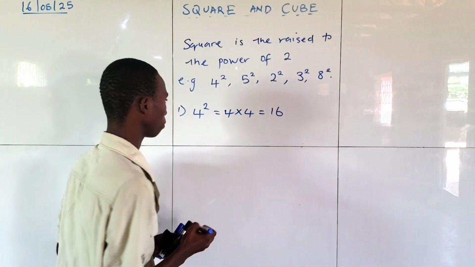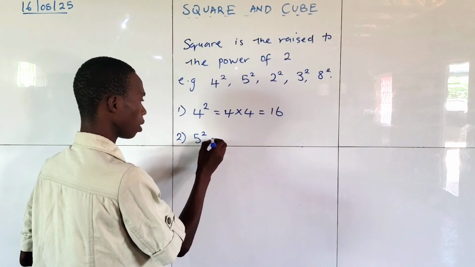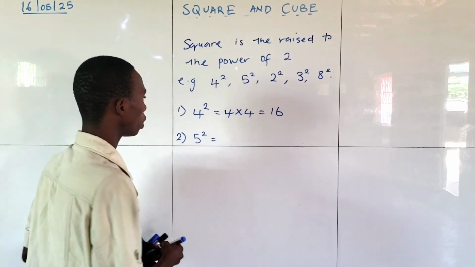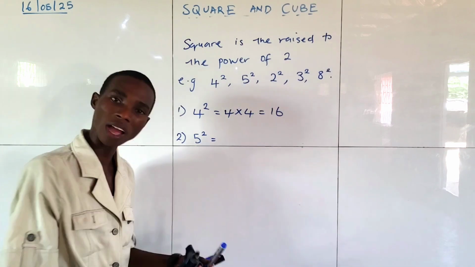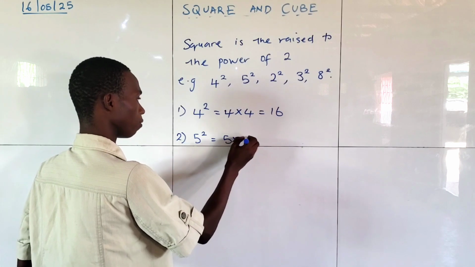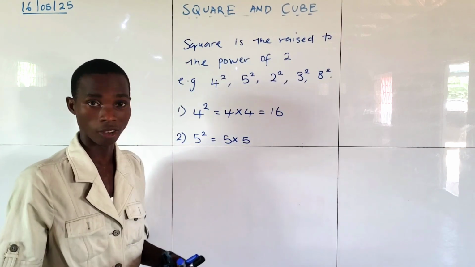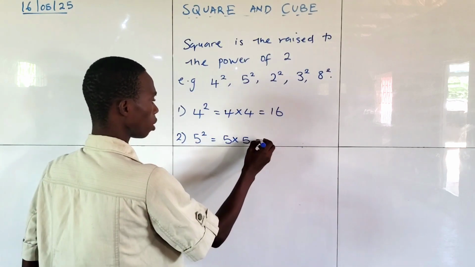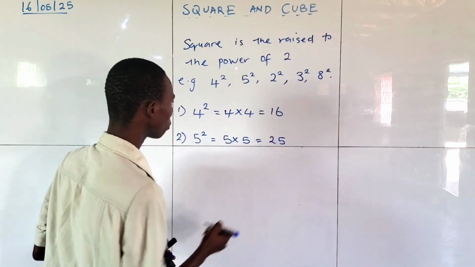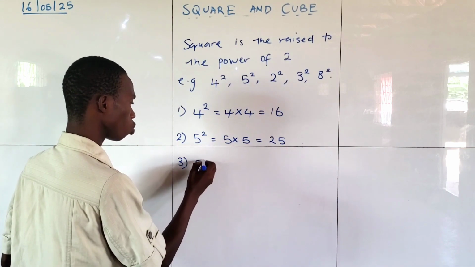16. Now, the second one there is what? 5 squared. Now, 5 squared can also be called what? The 5 raised to the power of 2. If we have 5 squared or 5 raised to the power of 2, it is 5 times 5. That means the 5 will appear 2 times and will multiply itself 2 times. So that gives us what? That gives us 25.